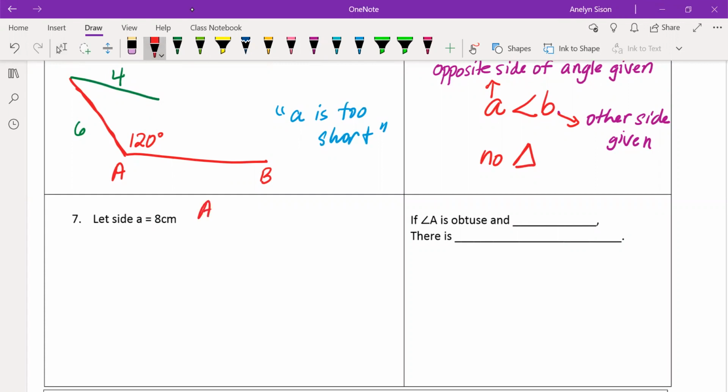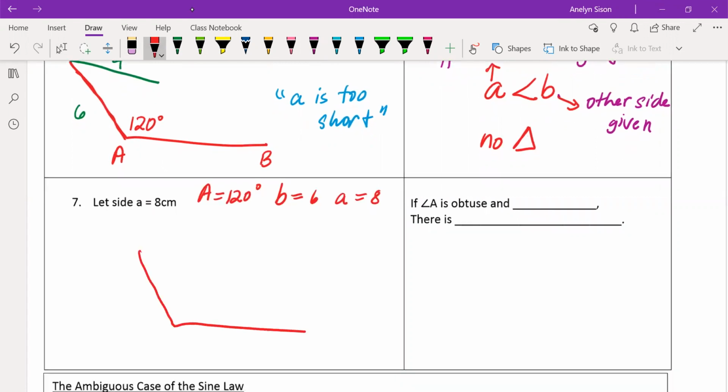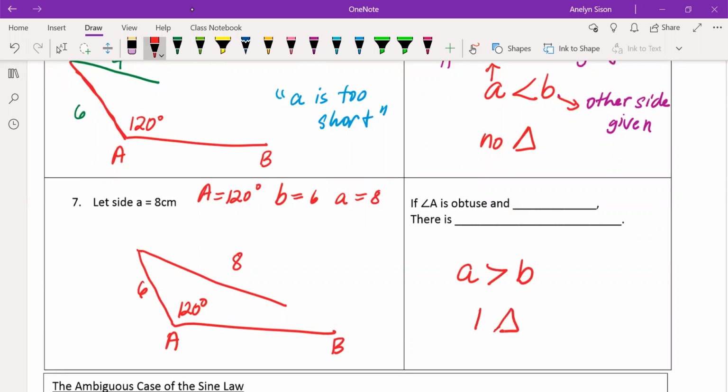So here, same thing. We have 120 degrees, B is 6, and this time A is 8. So is this possible? 120 degrees, 8, and 6. Yes, this one is possible. It's longer than the 6. So here, if A is greater than the B, then we have 1 triangle. So in any obtuse triangle, we can only make 1 or 0. Okay?